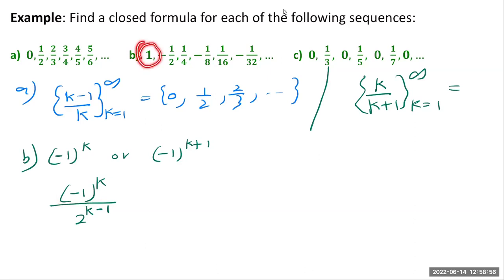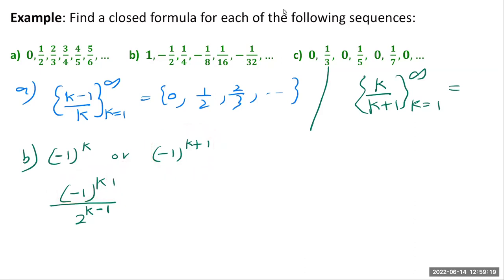Notice that my first term has to be a positive term, right? But if you plug in k is equal to 1 here, what would you get? Minus 1 to the power 1, which is minus 1, right? Minus 1 divided by 1, which is minus 1. That's not what we need. Then you have to realize that this is not the right term. So you have to put the other one. Okay, this should come here.